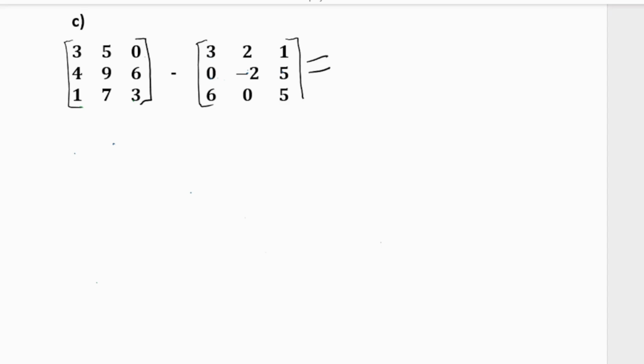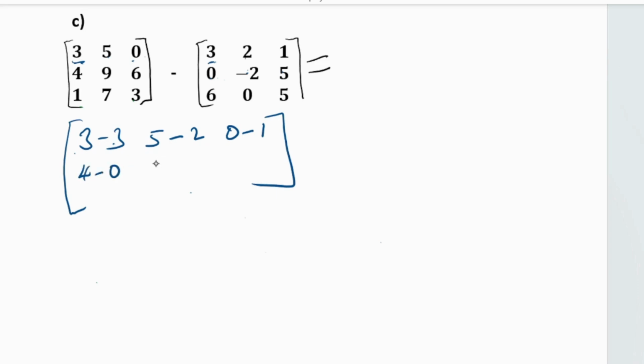Now, remember, we are subtracting this one and this one here. 3 minus 3, 5 minus 2, 0 minus 1. Then 4 minus 0, 9 minus 2. Remember, here it is minus 2. Again, 6 minus 5. And then 1 minus 6, 7 minus 0, 3 minus 5. Like that.